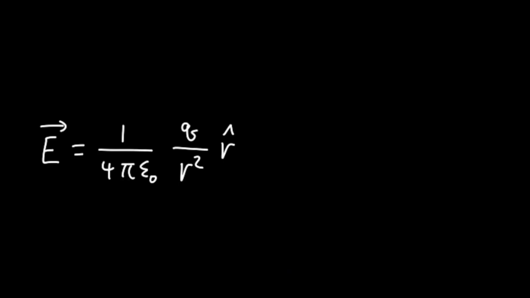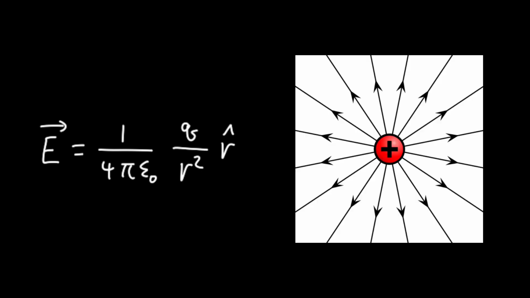Let's imagine that we have a point charge sitting at the origin. So according to Coulomb's law, it's going to create an electric field that points outward in all directions, and it drops off with the square of the distance, right? So 1 over r squared.